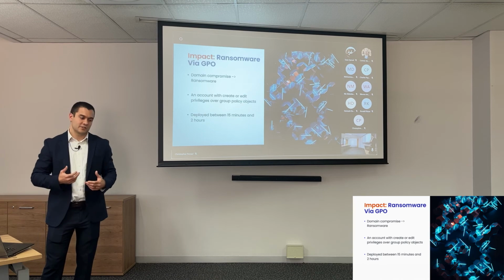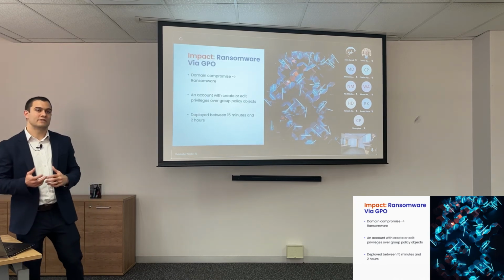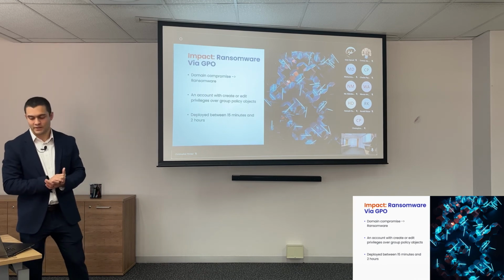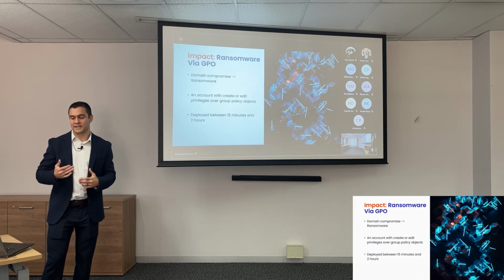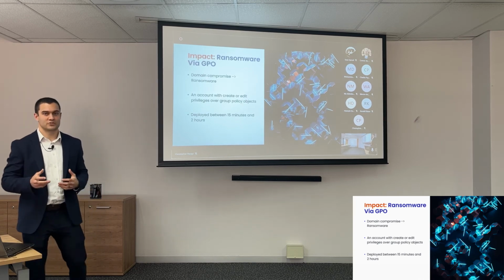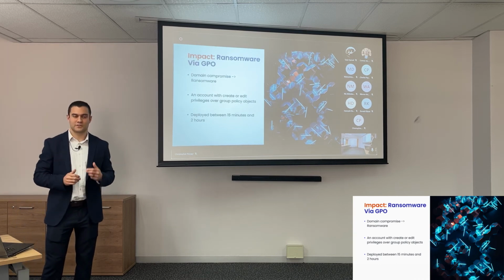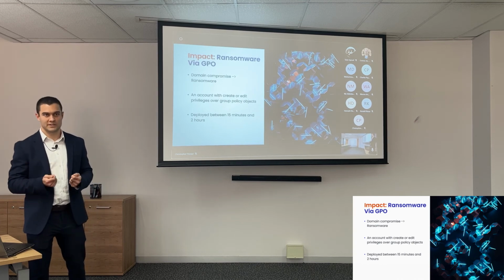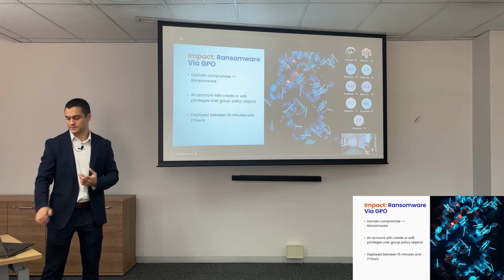Other impacts of a domain compromise include the ability to conduct ransomware via group policy as an example. So if an account with the privileges to either create or edit group policy is compromised, the attacker can push ransomware to all of the domain joined hosts when they update their policy. So by default, servers and workstations update their policy every 90 minutes with 30 minutes of jitter, but we have seen some companies change this to 15 minutes.